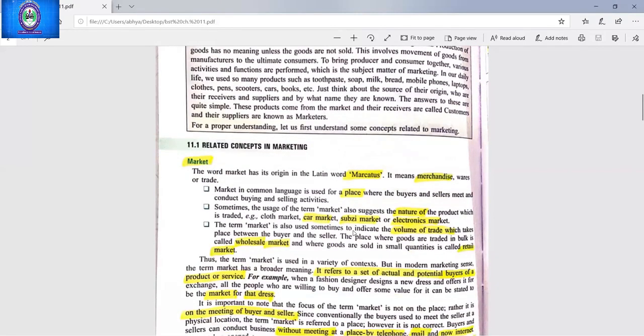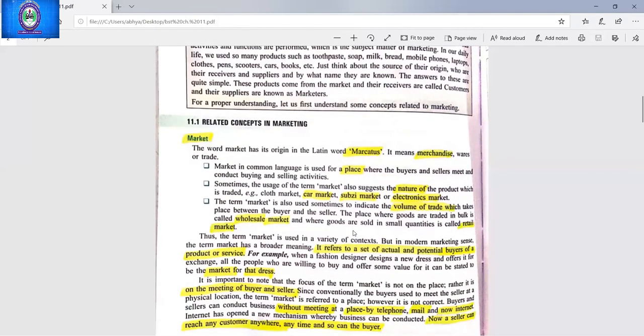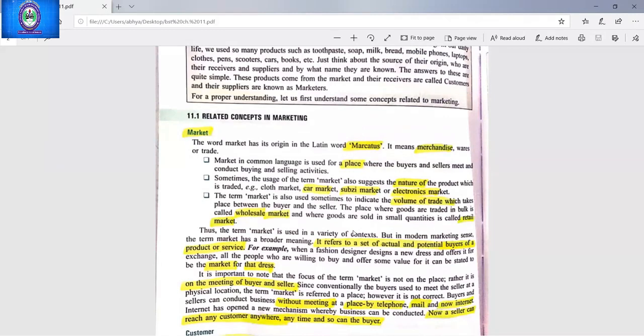So what are those terms? The first term here is market. Okay, so what do you mean by market? In our general language, what is the meaning of market? For a layman, what is market? So market is a place where consumers, buyers and sellers meet and do the exchange process.